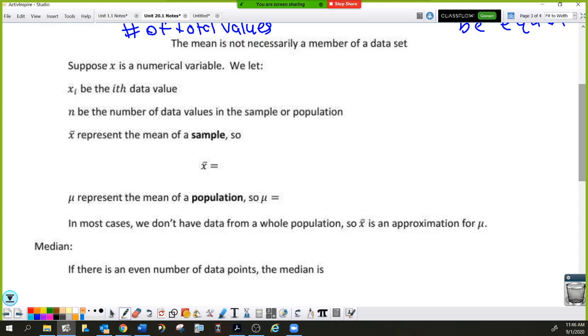Anyway, X bar is the mean of a sample. That means you add up all of the iterations of X and you divide by the total number of X's. So that would be X1 plus X2 plus X3 plus all the way out to X sub N. And let's just pretend there was 20 of those X's, then you would have divided by 20, which means you're dividing by N. So X bar is the mean of a sample.